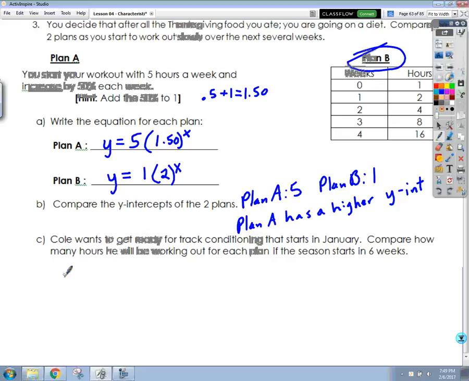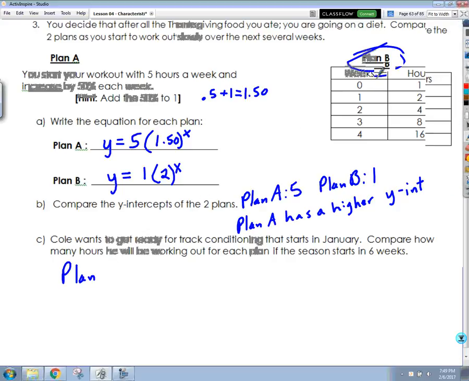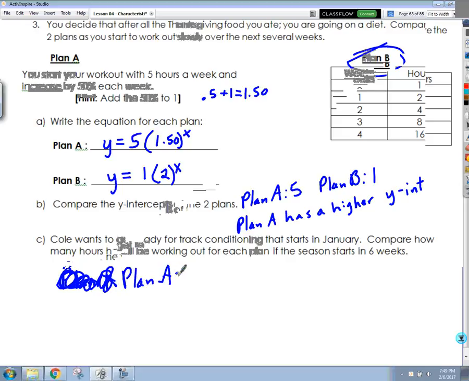Plan A is going to be 5 times 1.5 raised to the 6, which equals 57 hours. Plan B is going to be 1 times 2 raised to the 6. We get 64 hours. Uh-oh. 64 hours. I picked the wrong one. I'm going to be working out all the time.